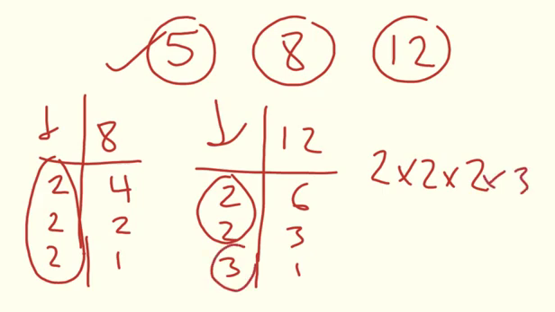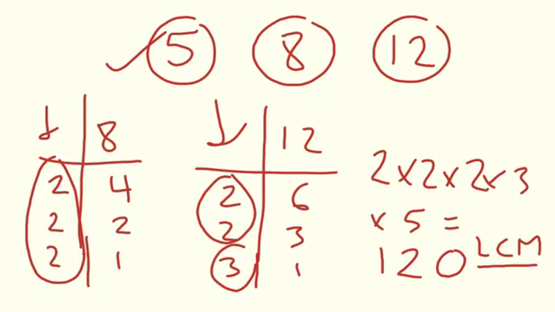And how many lots of 5's? There's only 1, and you take that. So 2 times 2 times 2 is 8, times by 3 is 24, times by 5 is 120. So 120 is your lowest common multiple. This is the fastest way of working it out. If the numbers are complicated, it's definitely the fastest way.